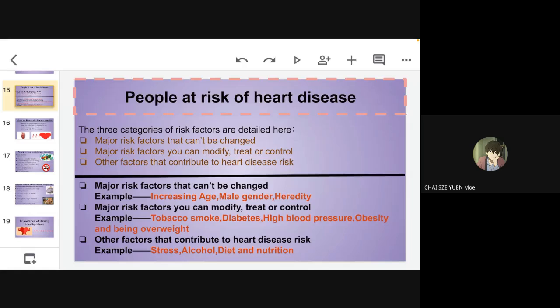The examples of risk factors that cannot be changed are increasing age, male gender, and heredity. The examples of factors you can modify, treat, or control are tobacco smoke, diabetes, high blood pressure, obesity, and being overweight. The examples of factors that contribute to heart disease risk are stress, alcohol, diet, and nutrition.